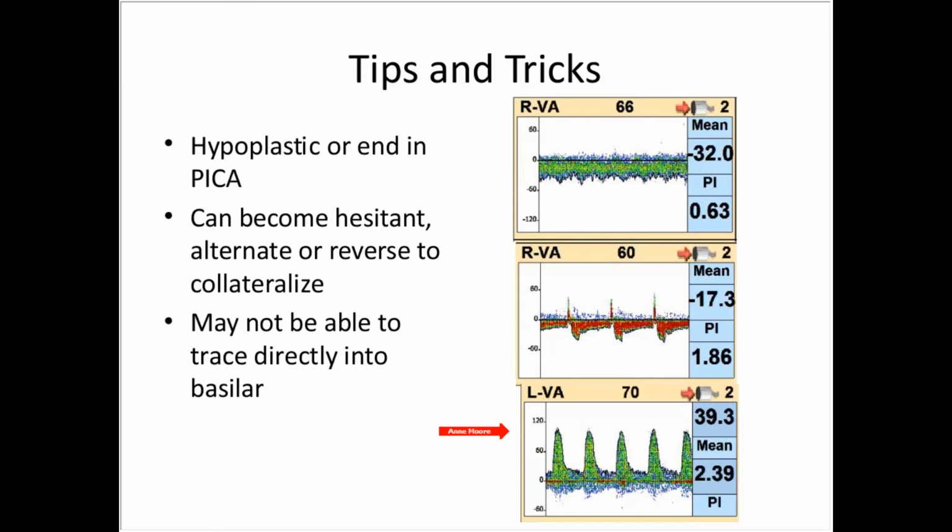You can still pick up a reversed intracranial vertebral, and it could mean that the proximal vertebral is occluded because now this vertebral has reversed to fill the posterior inferior cerebellar artery. You may not be able to trace the vertebrals directly into the basilar because they are tortuous. And as you trace the verts into the basilar, they're joining, so that can be kind of tricky to differentiate right from left.